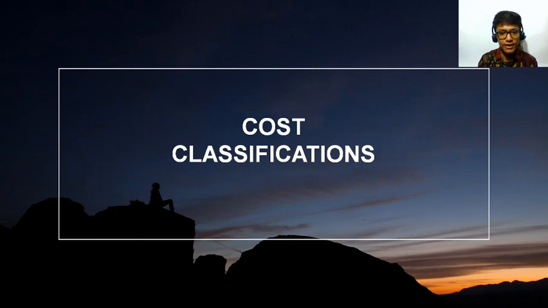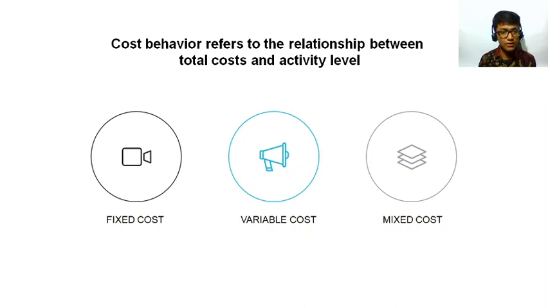We get into the first material, which is cost classification, but before it we have to know what cost behavior is. Cost behavior refers to the relationship between total cost and activity level. Based on behavior, costs are categorized or classified as either fixed, variable, or mixed.